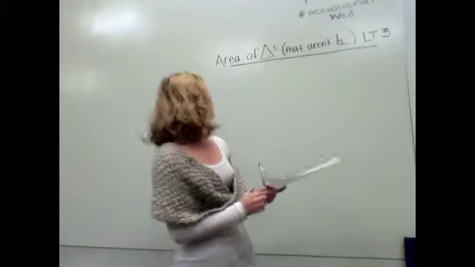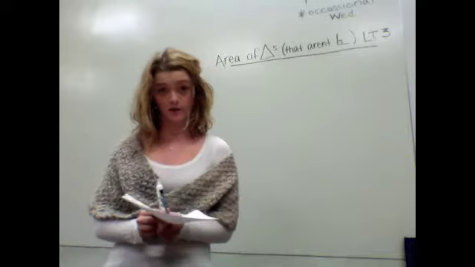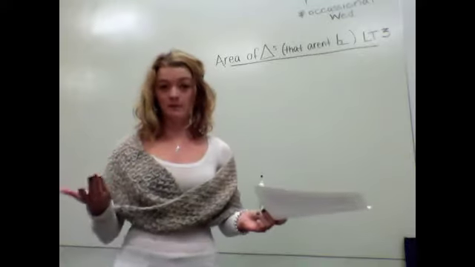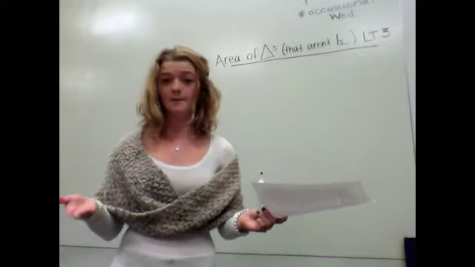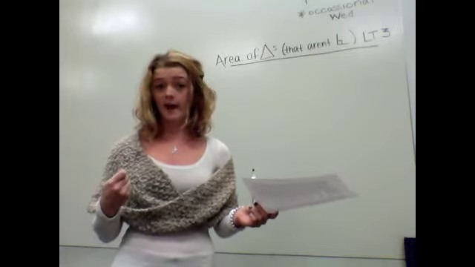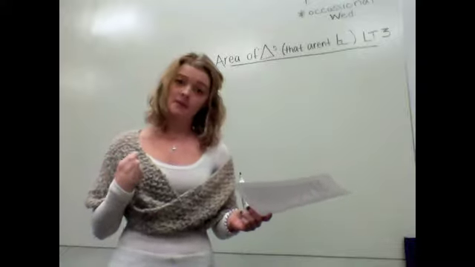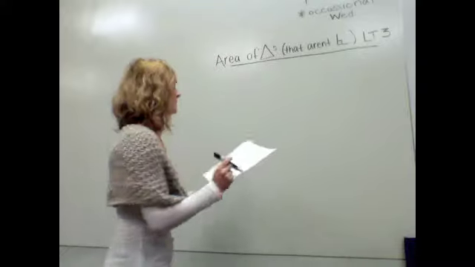Good morning. We are going to be looking at how to find the area of a triangle that is not a right triangle. Now, if you remember from your geometry class or your early on middle school class, the formula for finding the area of a right triangle is 1/2 base times height. Well, the first formula that we're actually going to take a look at is very similar.